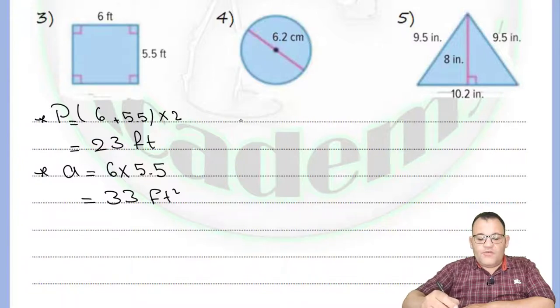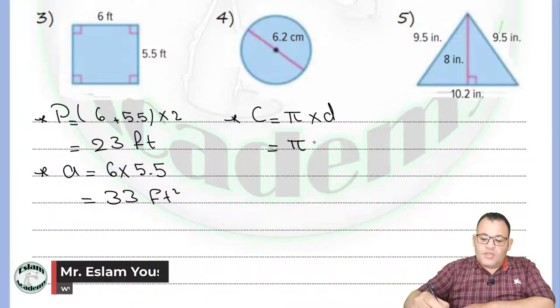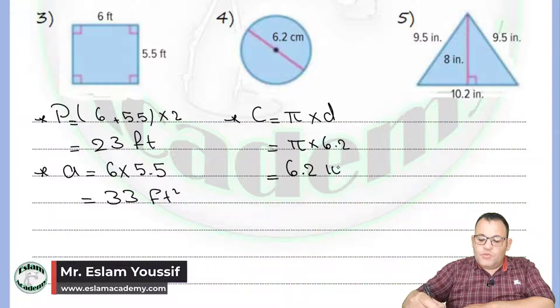In number 4, we need to find the circumference of a circle. The circumference of a circle is defined by pi times d, or 2 pi r. If given the radius, we'll use 2 pi r. If given the diameter, we'll use pi times d. So it will be pi times 6.2, which equals 6.2 pi.